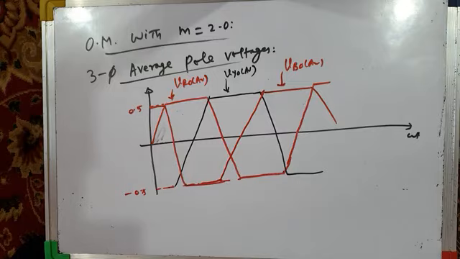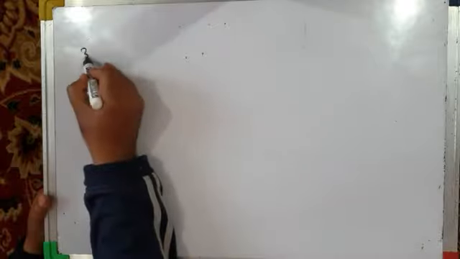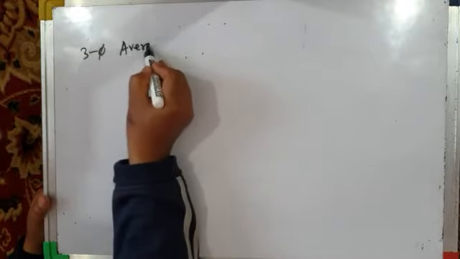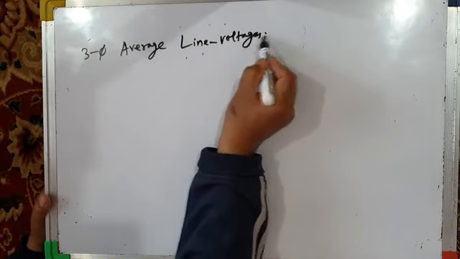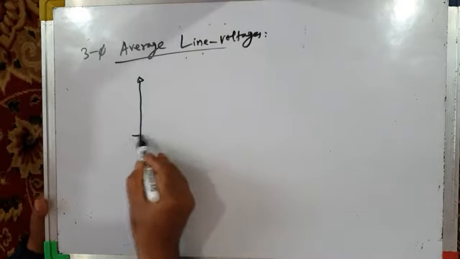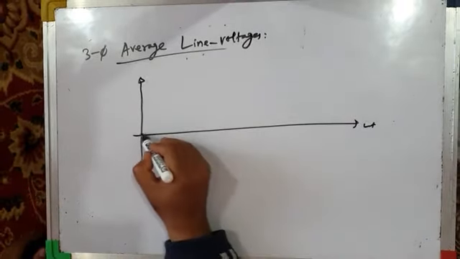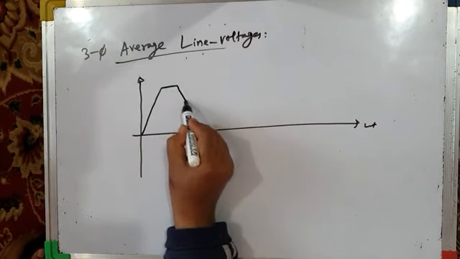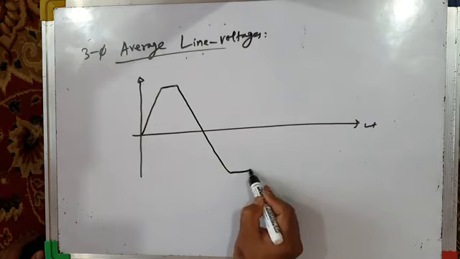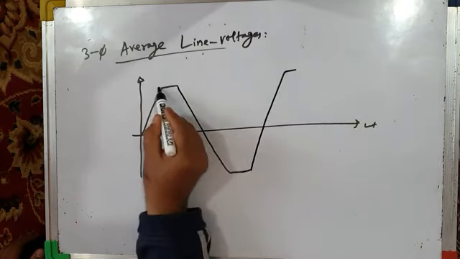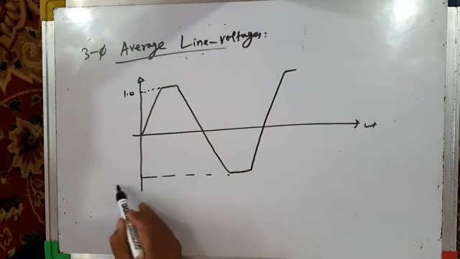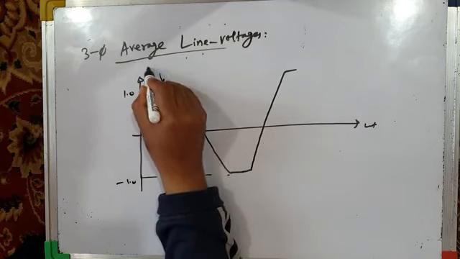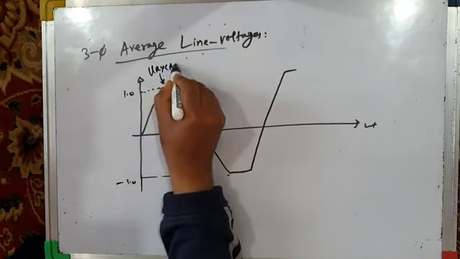What about three-phase average line voltages? Let us draw the waveforms for three-phase average line voltages. Our three-phase average line voltages will be something like this. So this is 1.0. This is minus 1.0. So this is our average line voltage, VRY average.